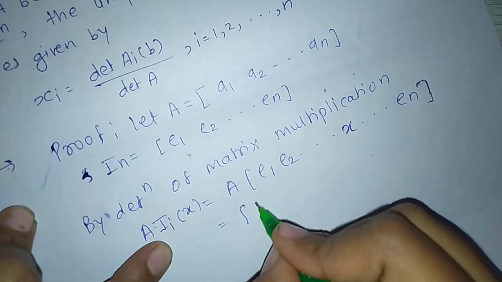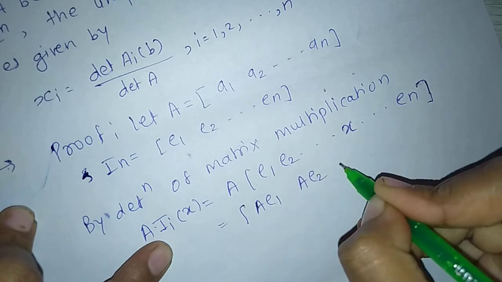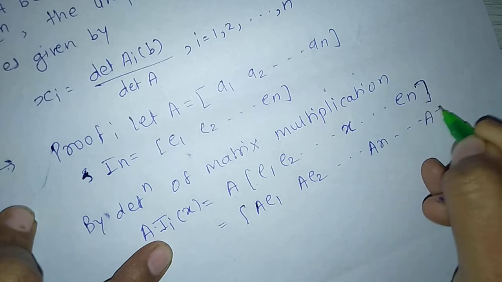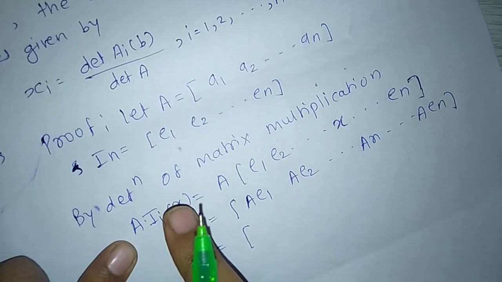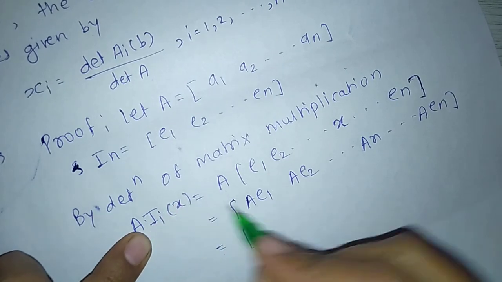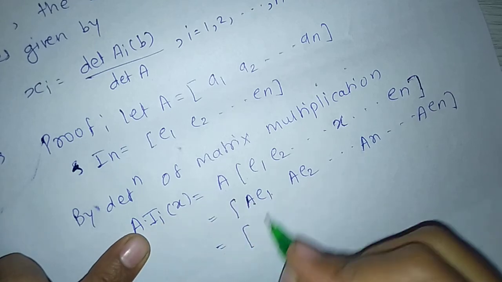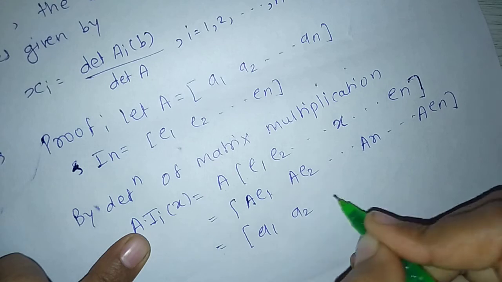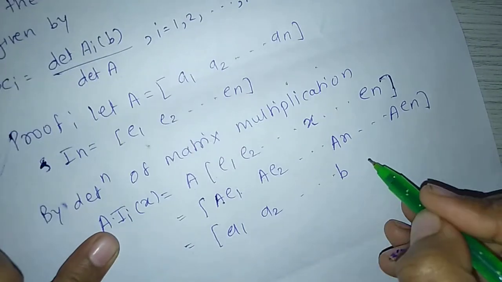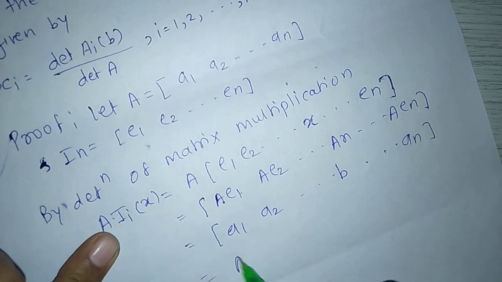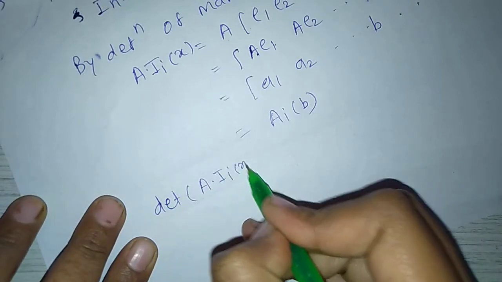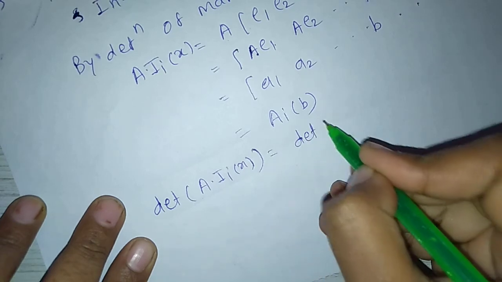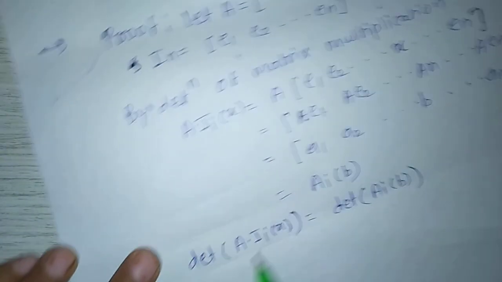Now multiply A into e1, A into e2, and so on, A into x, and so on, A into en, which is equal to A into identity matrix with ith column replaced by x, means A into e1 is a1, A into e2 is a2, and so on, A into x named as b, and so on, an, which is equal to A_i(B). Now take determinant on both sides. We get determinant of A into I_i(x) equal to determinant of A_i(B).